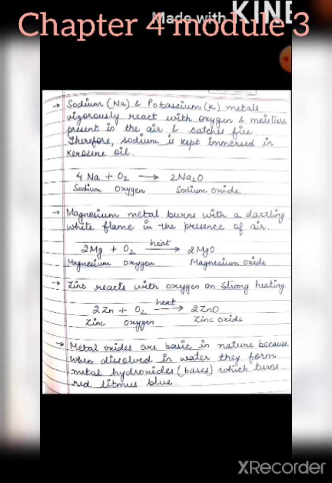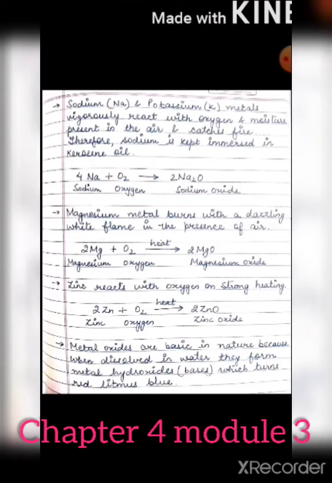Now the next one is magnesium metal, which burns with a dazzling white flame in the presence of air. As you have all gone through the experiment also, when magnesium ribbon was burnt, it produced a dazzling white flame just like the firecrackers. So when the reaction takes place, it is like this: 2Mg plus O2, heat we have to give, and it will form 2MgO. So here we have to burn it a bit, that means a bit of heat is required.